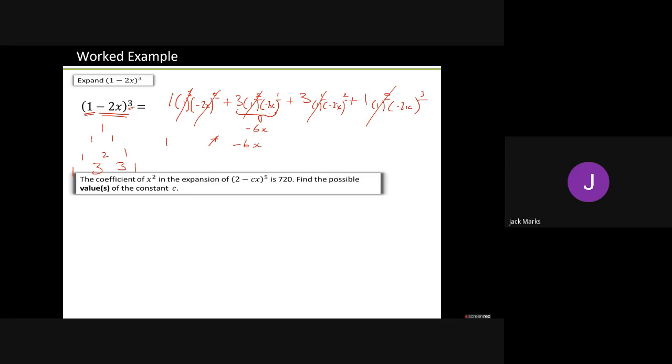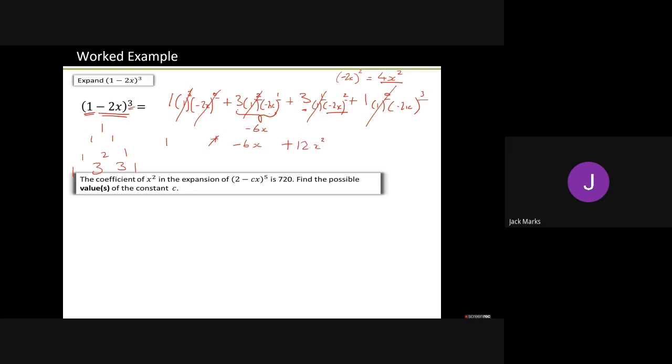Minus 2x is all squared. So minus 2x is all squared. This is 4x squared. It's not 2x squared. It's not minus 4x squared. It's a positive 4x squared. Don't forget, there's a 3 over here. So multiply it together. You should get 12x squared.